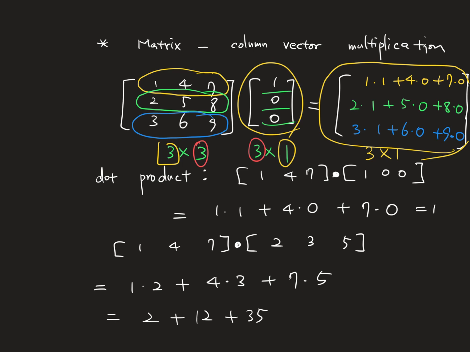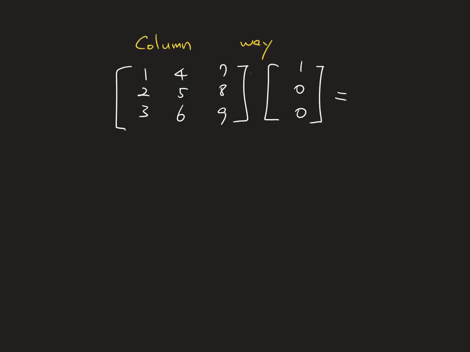Okay, so this is a way of multiplication of a matrix and a column vector. But there's another way to multiply a matrix and a column vector. This is the column way. So you divide the matrix into 3 columns in this example. So we have 3 columns: 1 2 3, and the second column is 4 5 6, and the third column is 7 8 9.